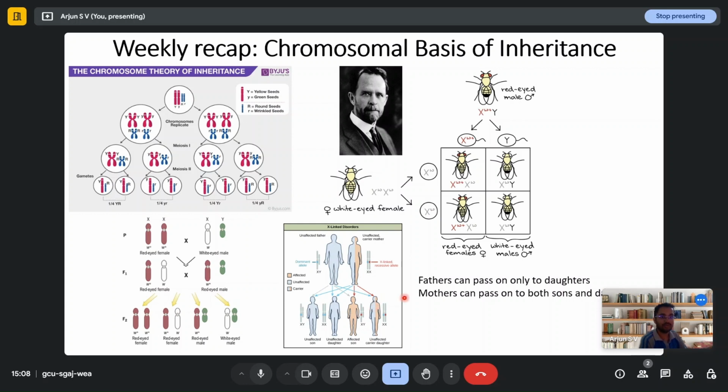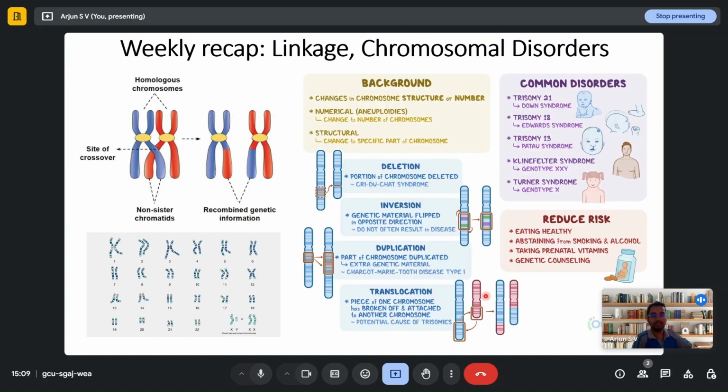And we also saw an important fact about this inheritance, that if a specific condition is possessed by fathers, fathers can pass on this condition only to daughters, and if any specific mutant condition is possessed by mothers, mothers can pass it on to both sons and daughters. So we'll be using these facts when we solve problems. And later, in the subsequent lectures, we also saw linkage as well as chromosomal disorders.